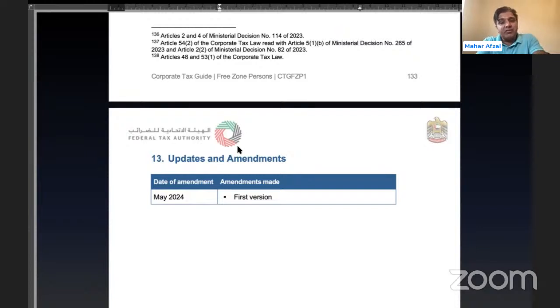Hasib is an offshore company. Jobs is earning royalty income from a mainland company. It does not have any license to do any activity. Will its income be taxable, or how can it register for corporate tax if there is no license?